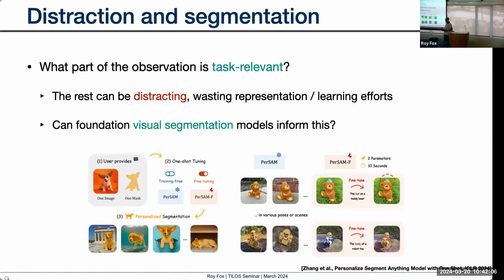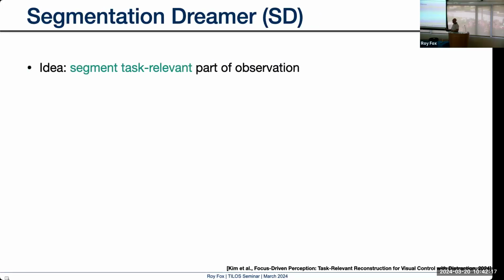Can we use these to segment things in our visual control task that we care about for the task? The idea is this: we're only going to learn a reconstruction of the masked pixels of the segmentation, right? Not of the things that are outside that segmentation. So presumably it highlights things we care about, and we're only going to learn to reconstruct that.